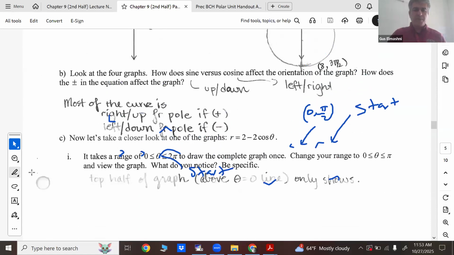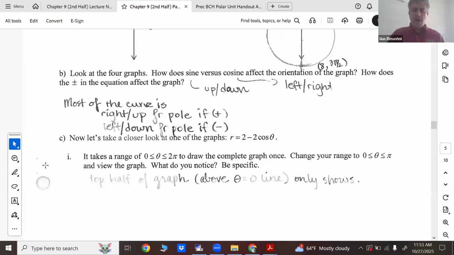Okay, just observe. Look at the 4 graphs. How do sine versus cosine affect orientations? Sine's up, down. Cosine's left, right. How does the plus or minus affect the graph? The plus means we're going up or to the right. Minus means we're going left or down. We'll take a close look at 2 minus 2 cos theta. So 2 minus 2 cos theta was the second one we did on the previous page.